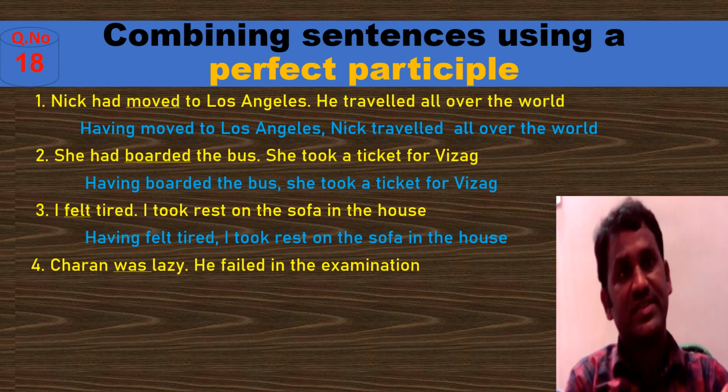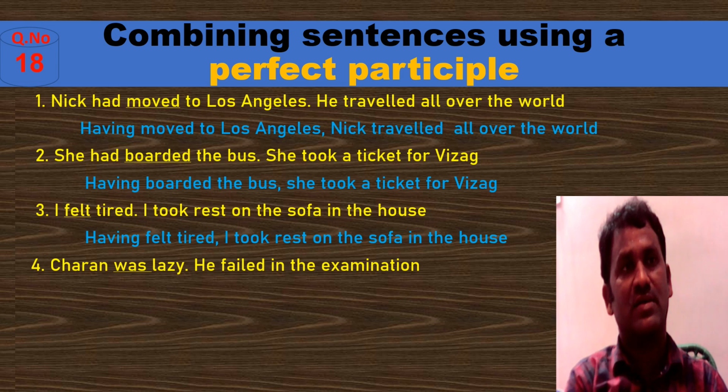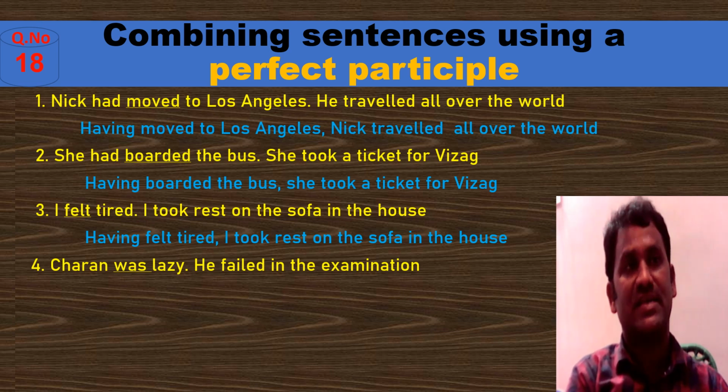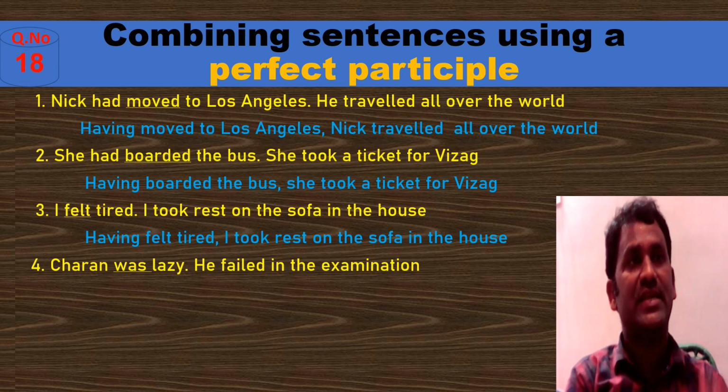Having plus V3. What is the verb here? Was. What is the third form of was? I told you already. Is, am, are are first form. Was, were second form. Been third form. Being fourth form. Earlier, in the present participle, we used being, because there we need the verb's fourth form, the ing form. Here we need the verb's third form. So what is the third form?